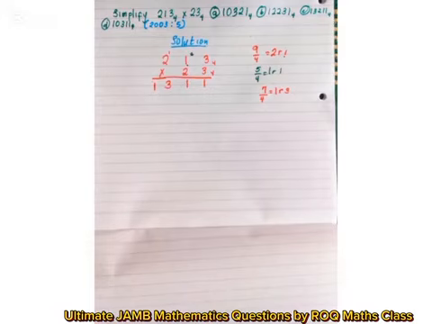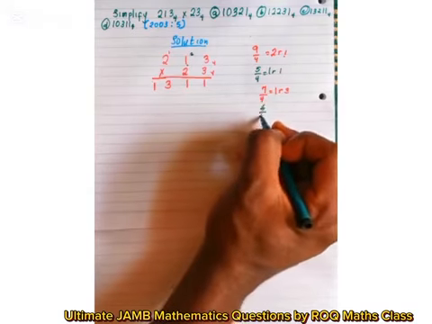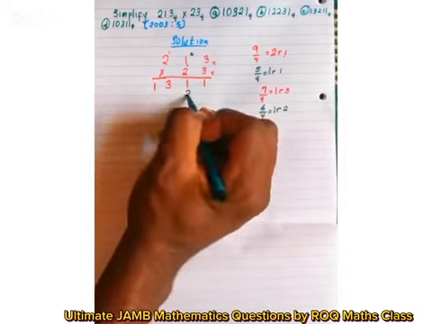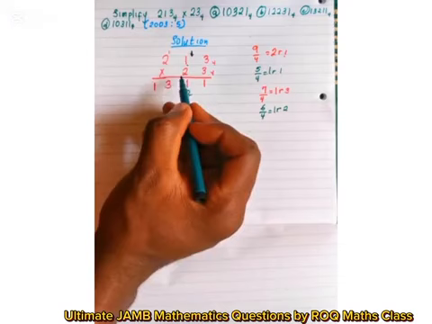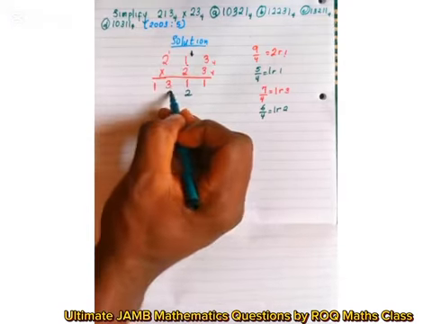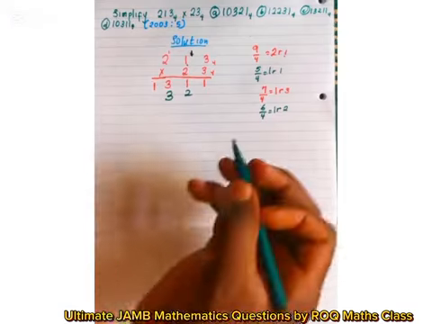Then we move to what? 2. 2 times 3, 6. 6 divided by 4, 1, remainder 2. Write out the 2, carry 1. 2 times 1 is 2, plus 1, 3. Write out your 3. Then 2 times 2. 2 times 2 is 4.